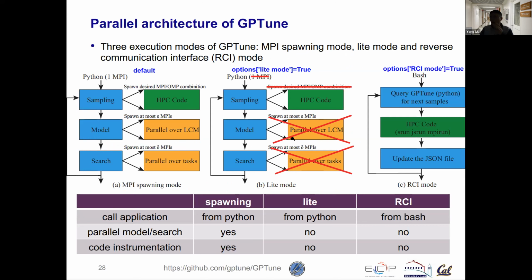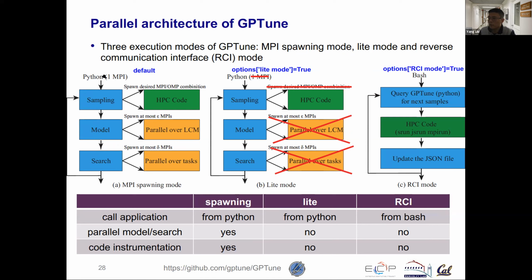So first, let's talk about the parallel architecture of GPTune. Essentially, there are three modes of GPTune. The default one is the so-called MPI spawning mode. This is the workflow of how it works.